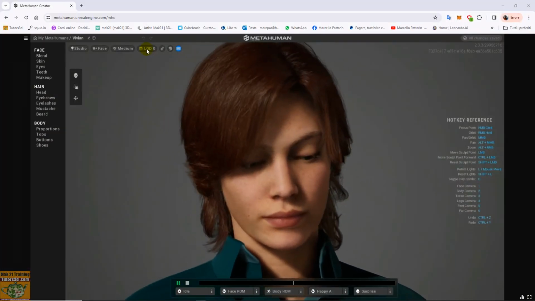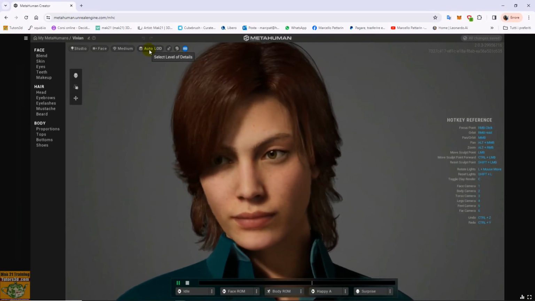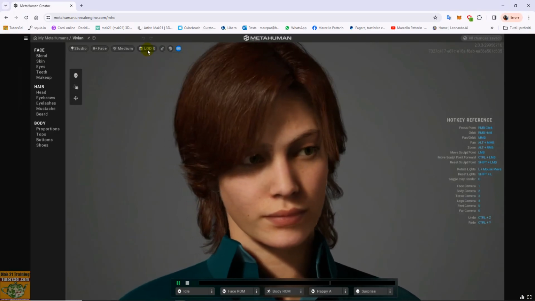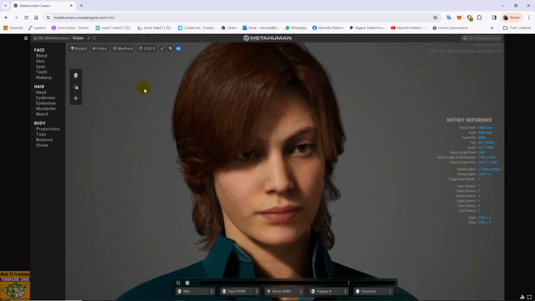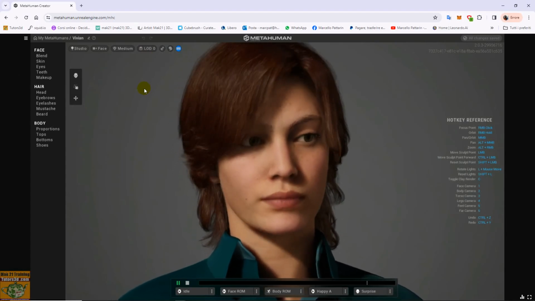LOD, AutoLOD, is an auto detail, and by default it is set to LOD 0. LOD 0 would be the one which is the highest quality. LOD 0 is used when a character is very close to our frame.